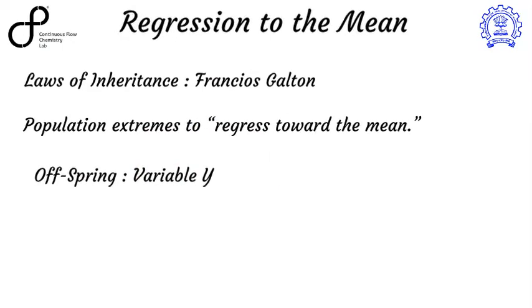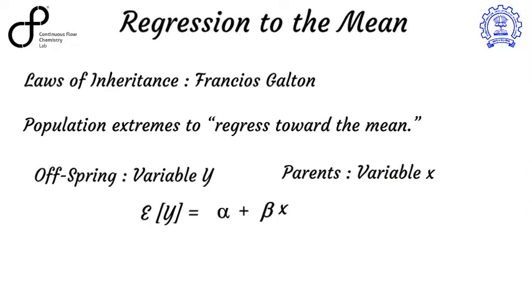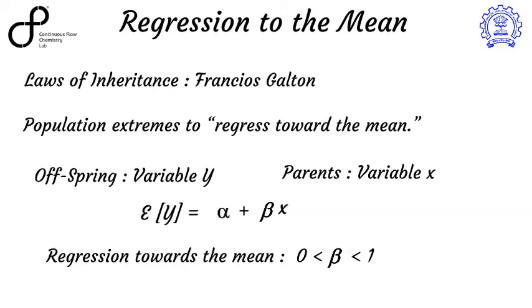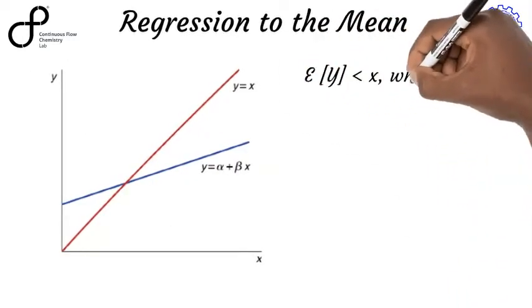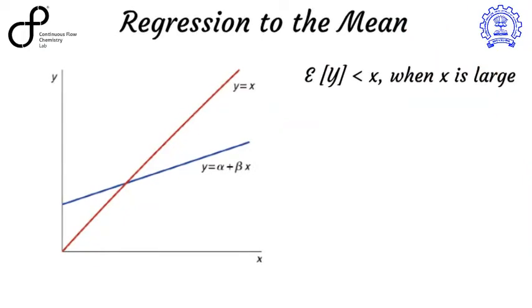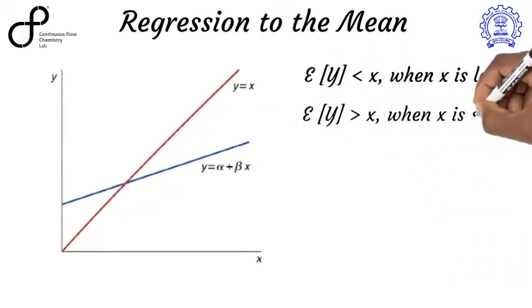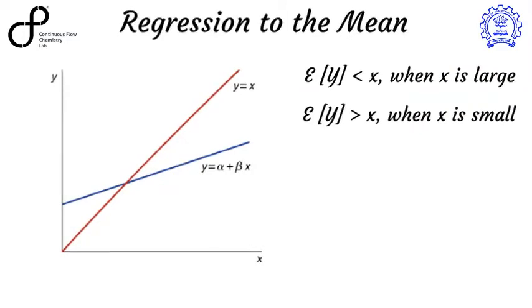If we assume a linear regression relationship between the characteristic of the offspring, variable y, and that of the parent, variable x, a regression to the mean will occur when the regression parameter, beta, is between 0 and 1. Regression towards the mean happens when the expected value of y is smaller than x when x is large, and greater than x when x is small. This is the pictorial representation of the same.